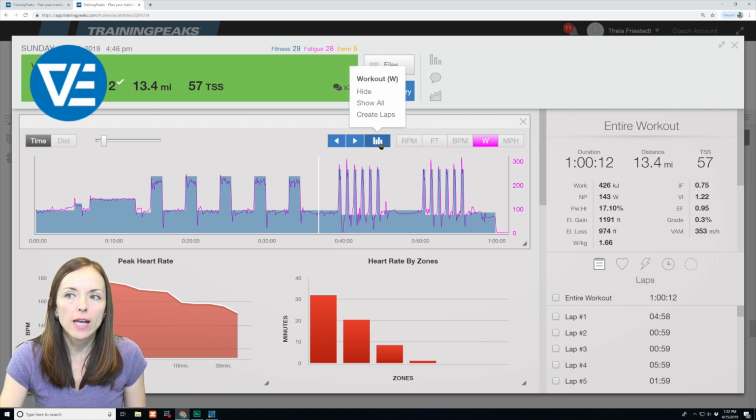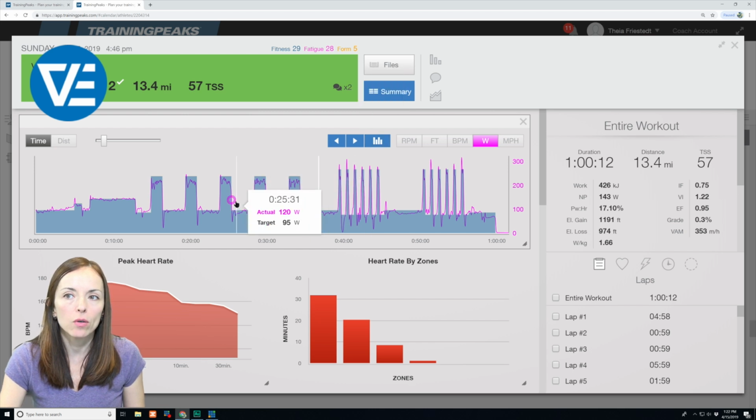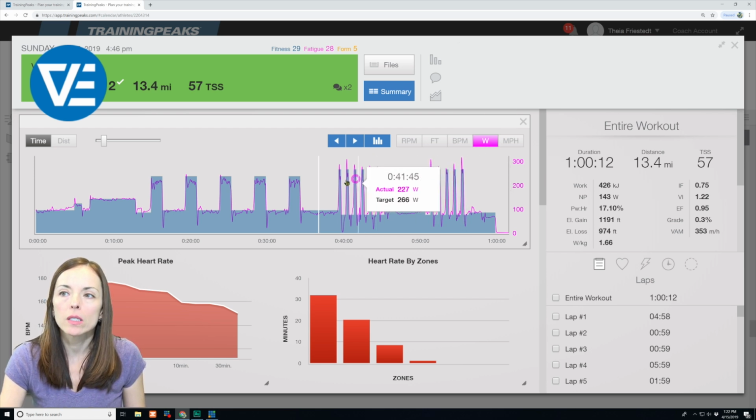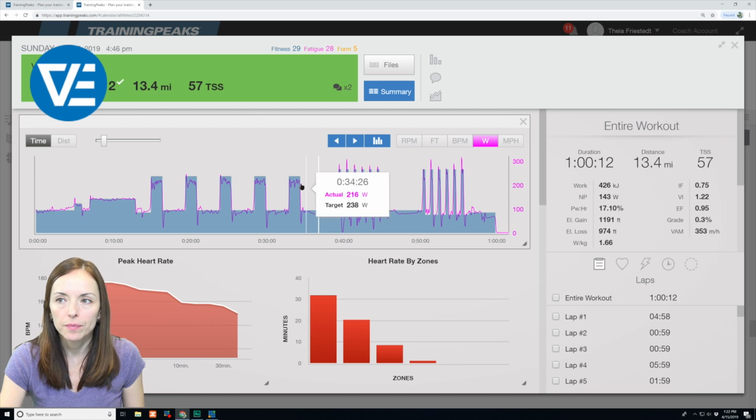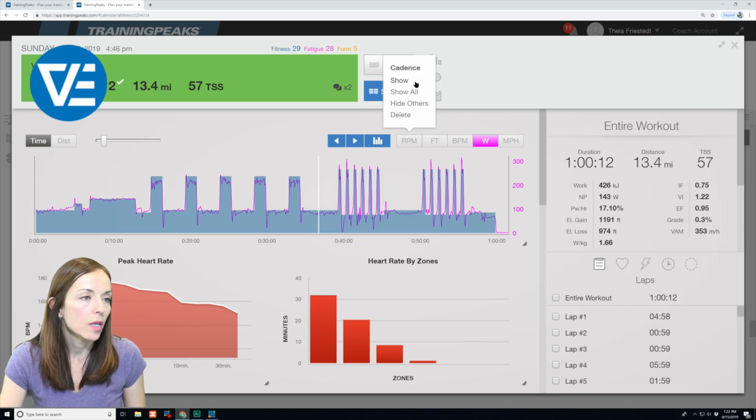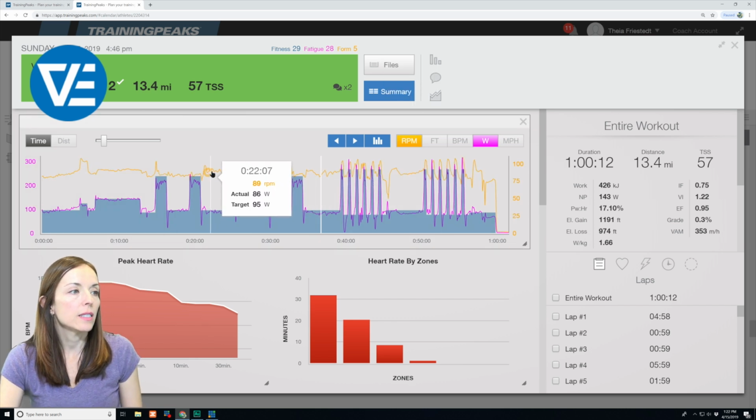So right here, I selected the workout profile, which is the blue boxes that you see, showing the target power. I also selected the pink, which is watts, which is power, showing what the power was compared to the target. So I can see if the rider was tracing it pretty well, if it was below target or above target, like over here, etc. I can select RPMs, that's your cadence, and see how the cadence was varying throughout the workout.